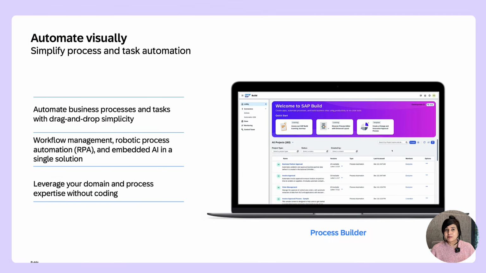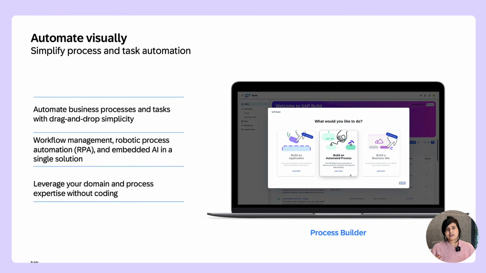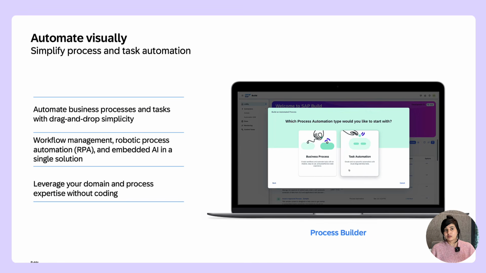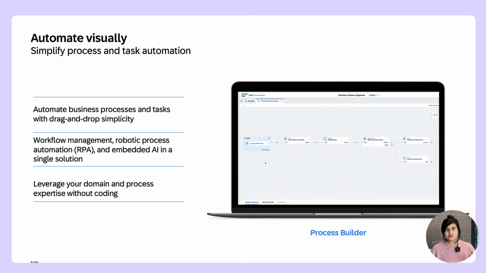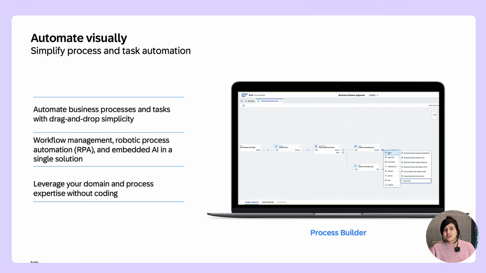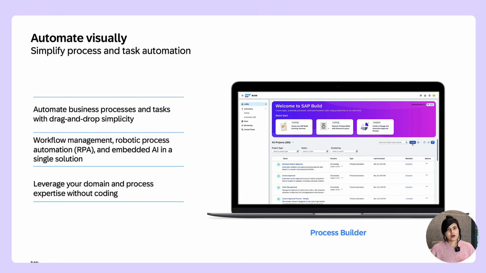Coming to SAP Build Process Automation specifics, it unifies workflow management and intelligent robotic process automation as a single tool. Using this, you can create and manage business workflows and automate the repetitive, mundane, manual tasks and decisions to boost productivity, at the same time reducing the manual errors.